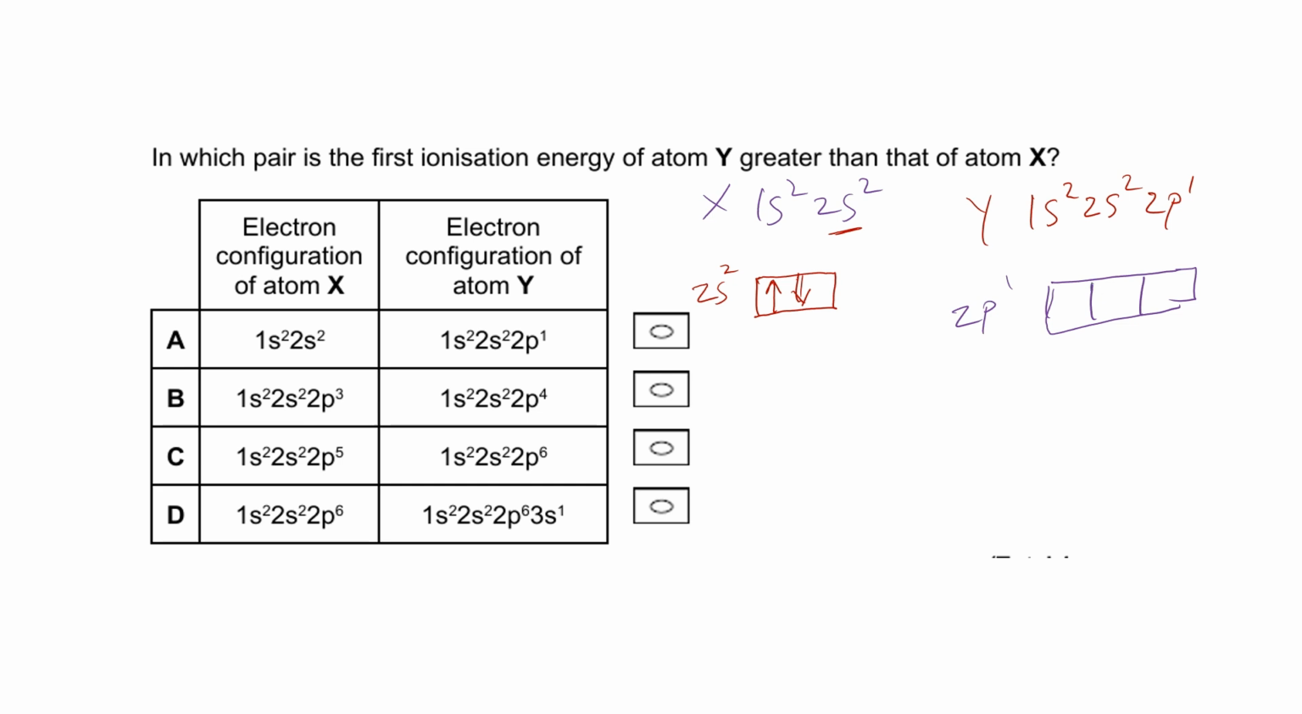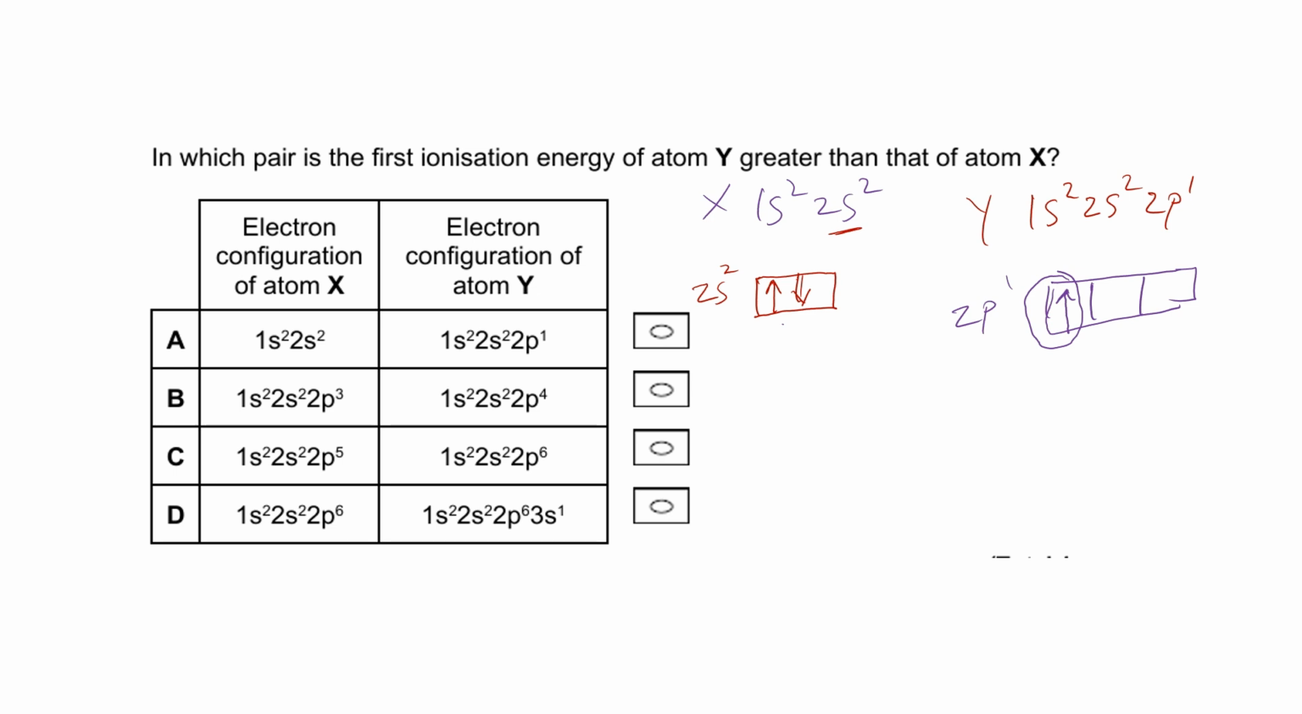Okay, 1, 2, 3, and we have just one electron. So the one electron will occupy just one of the subshells. All right, so now you can see here you have 2 pairs of electrons, and here you have 1 pair of electrons. It will be easier to remove this electron that is standing on its own compared to the electron that is paired. Right, so in this case, Y will have a lesser first ionization energy compared to X.